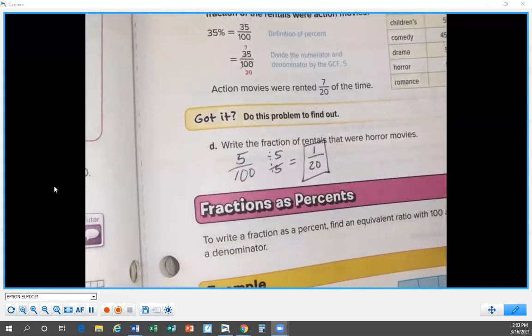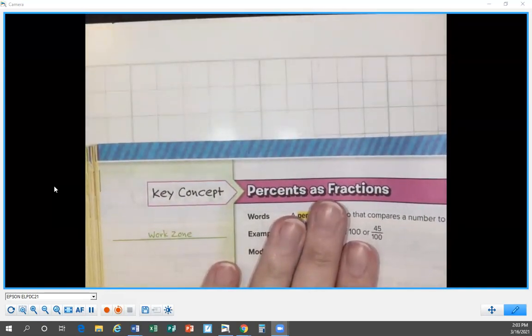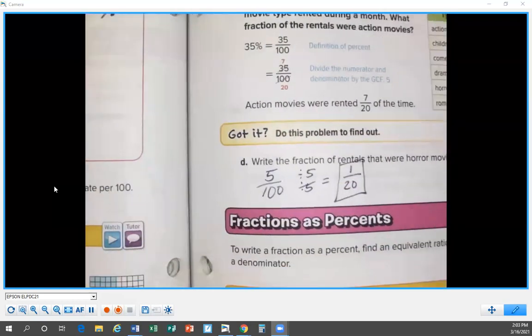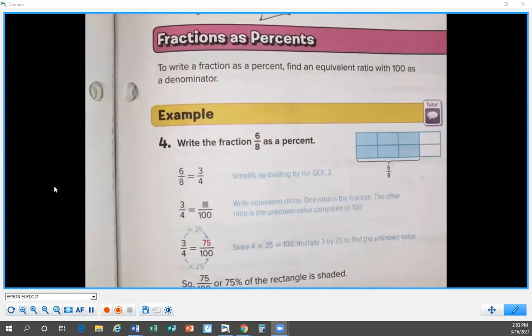Okay, so that was the first part of our lesson. We looked at writing percents as fractions. And now we're just going to go the other way around. Take a fraction and write it as a percent. So we need to scale these into 100s.